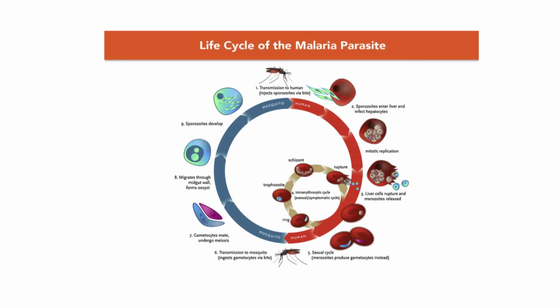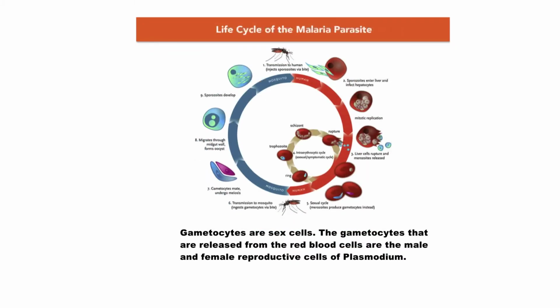What are these gametocytes that I referred to earlier? Gametocytes are sex cells. The gametocytes that are released from the red blood cells are the male and female reproductive cells of Plasmodium. The gametocyte production is shown at numbers 4 and 5 on the graphic. These gametocytes need to be taken up by a new Anopheles mosquito to complete the life cycle.